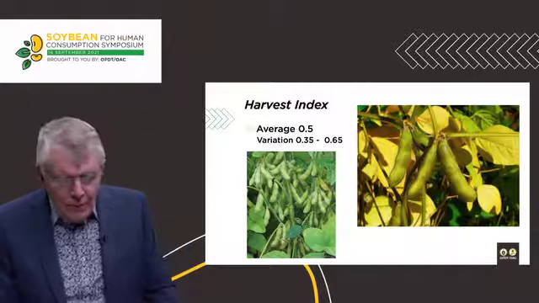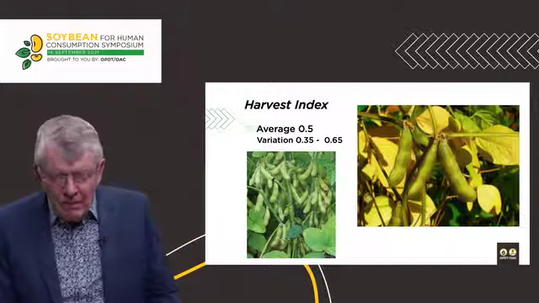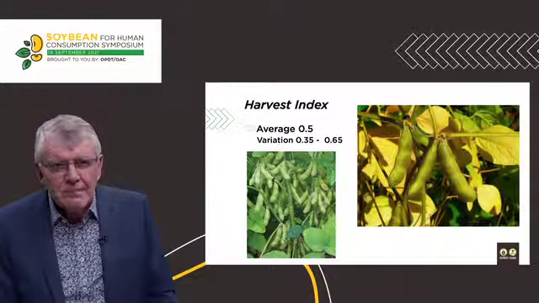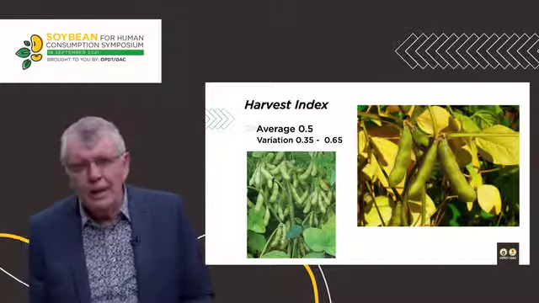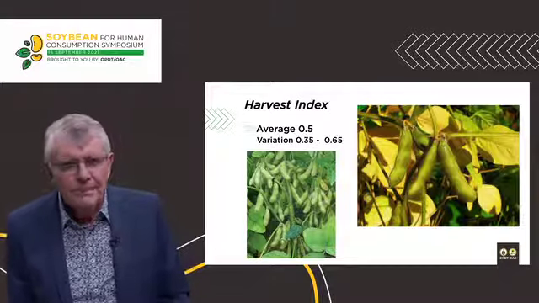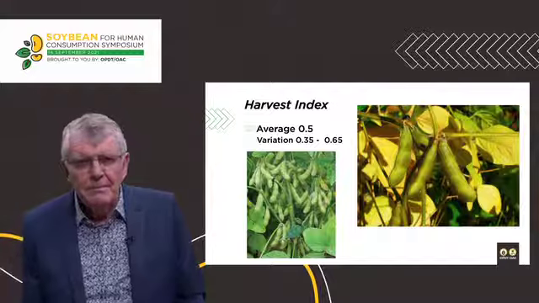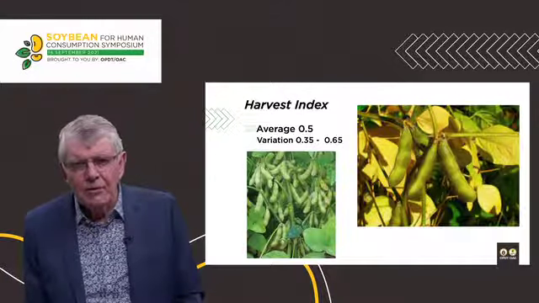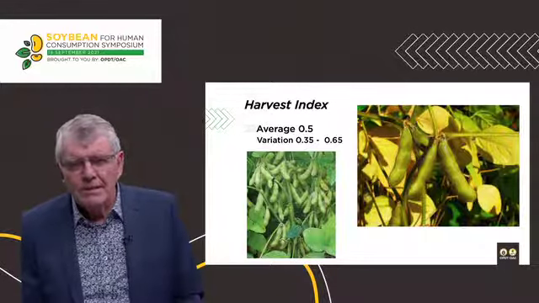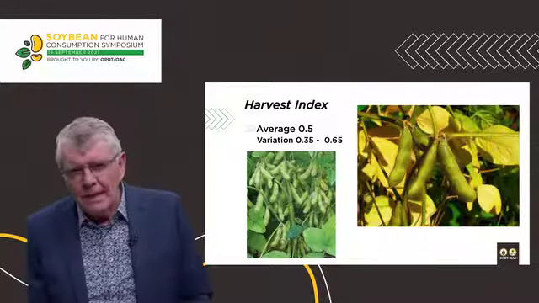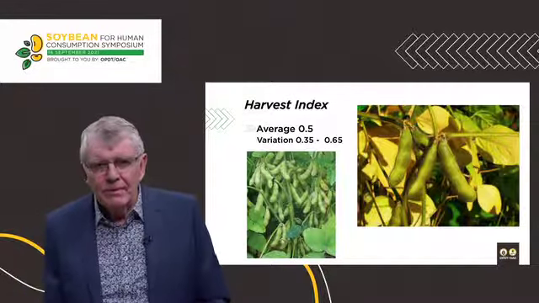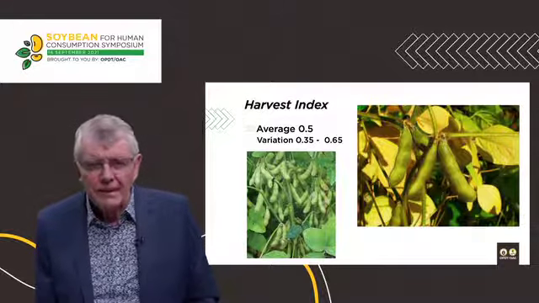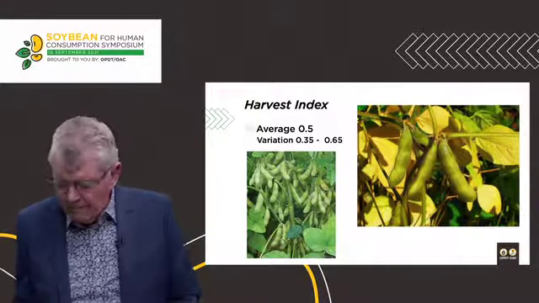The other thing which we can do from a physiological point of view is to change the harvest index. But once again, unfortunately, we can't do that with soybeans that much. It's almost like a 50% situation. That means the above ground portion of soybeans is almost the same as the amount of grain produced. But there is some variation between 0.35 and 0.65, but we can't do much about it.